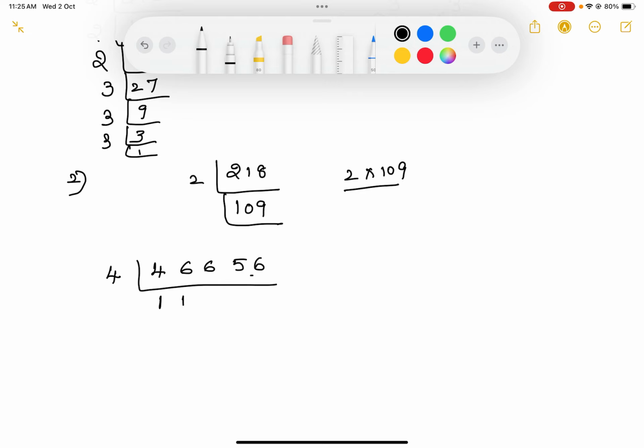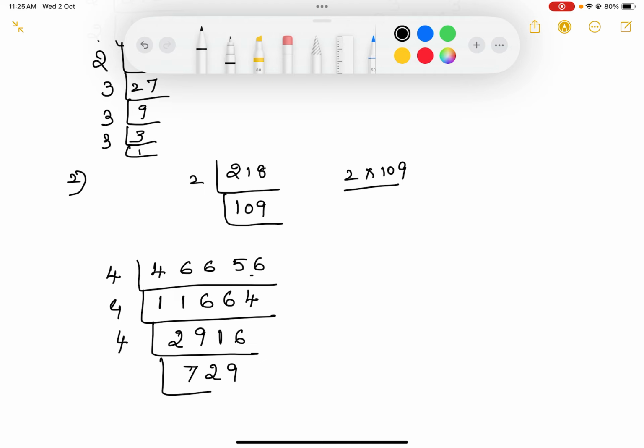So 4 1s are 4, 4 1s are 4, 26, 4 6s are 24. The remainder is 2, and 4 6s are 24. The remainder is 1, 4 4s are 16. Again you can divide by 4 because 64 is a multiple of 4. So 4 2s are 8, and then 36 means 4 9s are 36, 4 1s are 4, 24 means 4 6s are 24. Again there is 16, so it is divisible by 4. So 4 7s are 28 and 11, 4 2s are 8 and 3, 36 means 4 9s are 36.